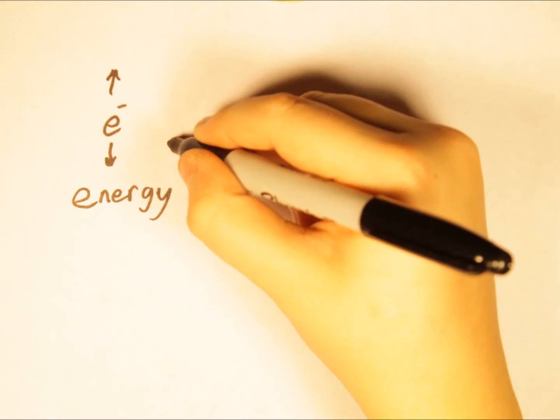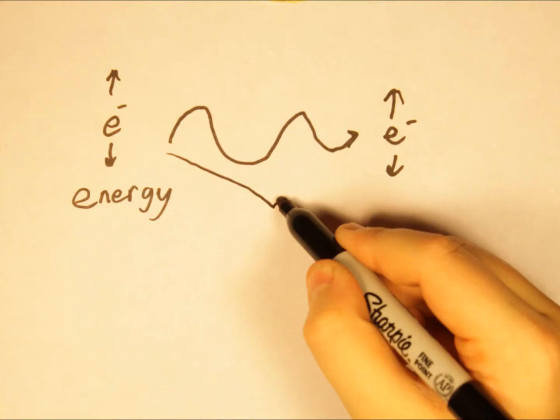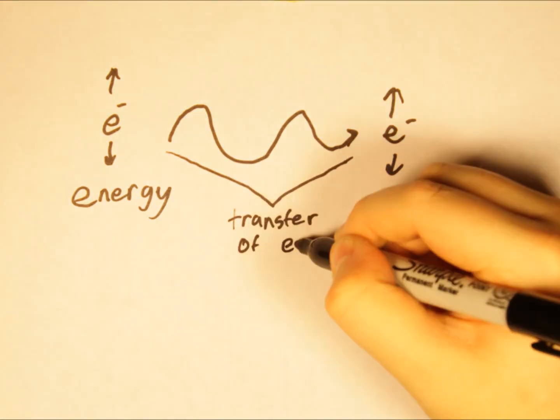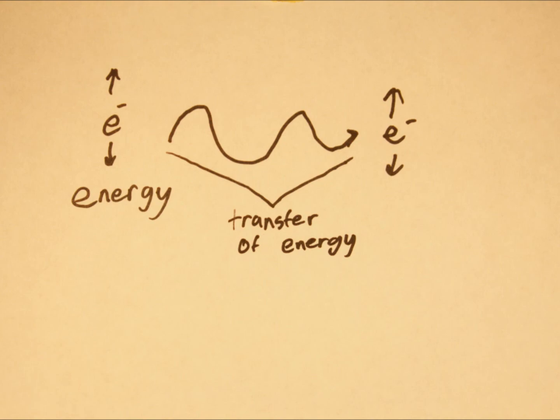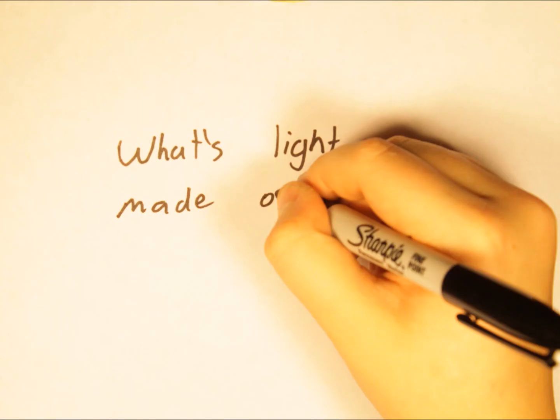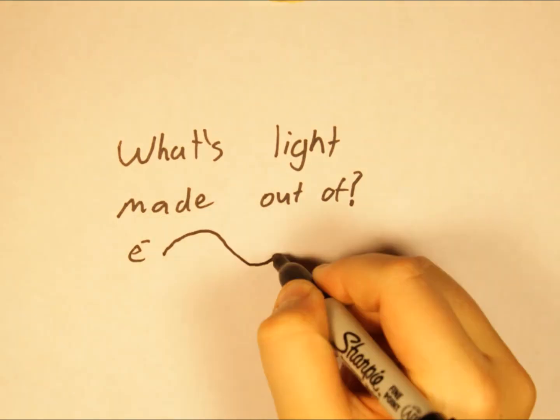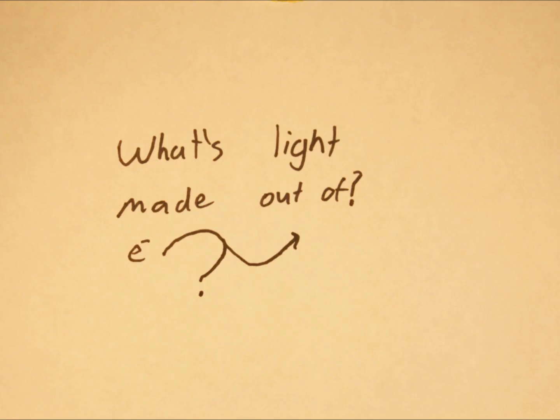Now that we know all of this, we can safely assume that light is just a transfer of energy from one thing to another, in most cases, electrons. Well, now we know what light is, but we still don't know what it is made out of. Well, I guess that's a topic for another day.